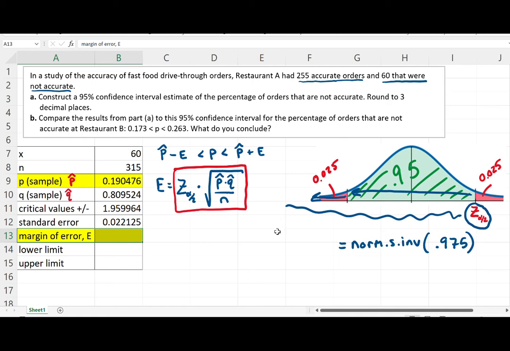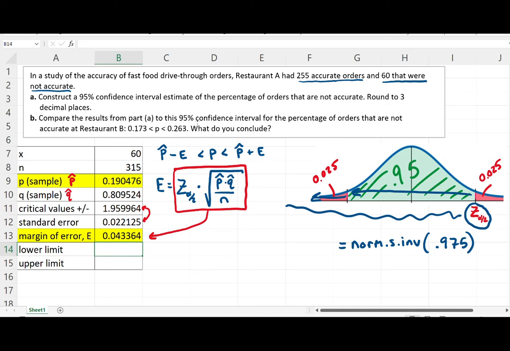And the margin of error, again, is coming from the critical value. So that's these two right here. The critical value times the standard error. Okay, so margin of error should equal critical value multiplied by the standard error, which is B12. Okay, and that is our margin of error.